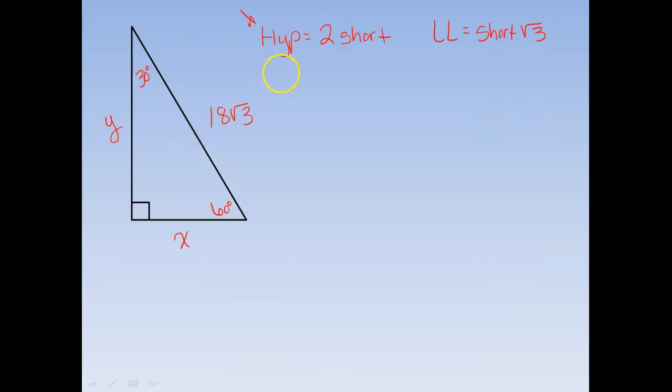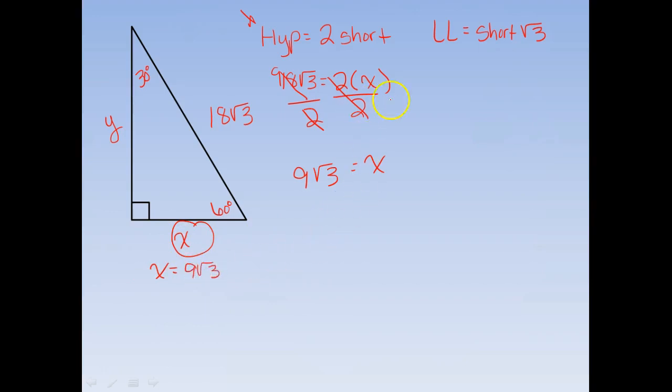All right, the hypotenuse is 18 root 3, which equals 2 times the short leg, and the short leg, that's what we're going to find, is x. So let's solve for x. To get x by itself, I'm going to divide both sides by 2. And x equals, 2 goes into 18 9 times, with your root 3 left behind. So your short leg is x equals 9 root 3. So that is your short leg.